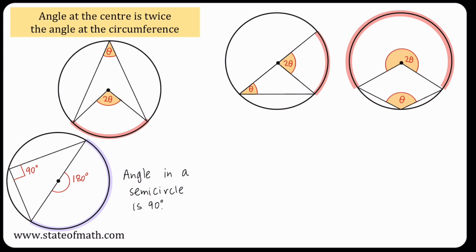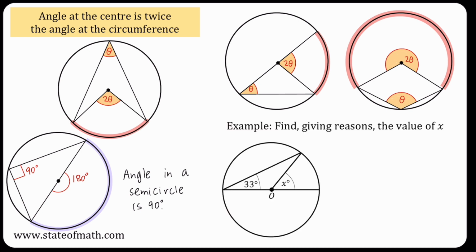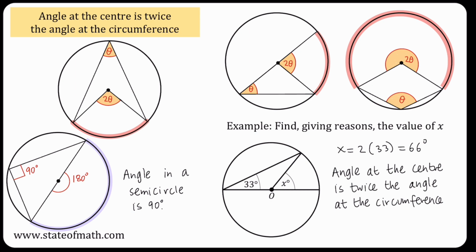So let's give a quick example. We need to find, giving reasons, the value of x in this case here. We see that x is the angle at the center, 33 is the angle at the circumference, and therefore x will simply be 2 times 33, which gives an answer of 66 degrees, and the reason would be that angle at the center is twice the angle at the circumference.